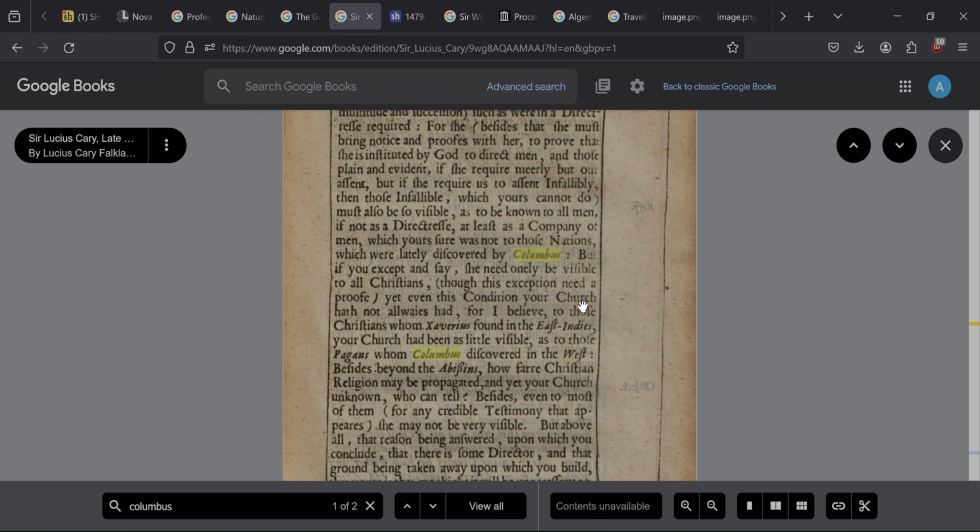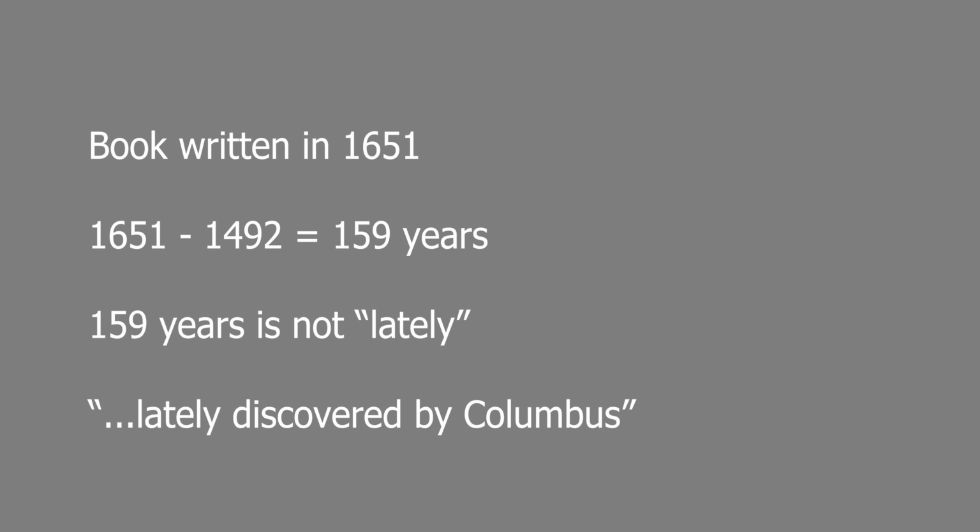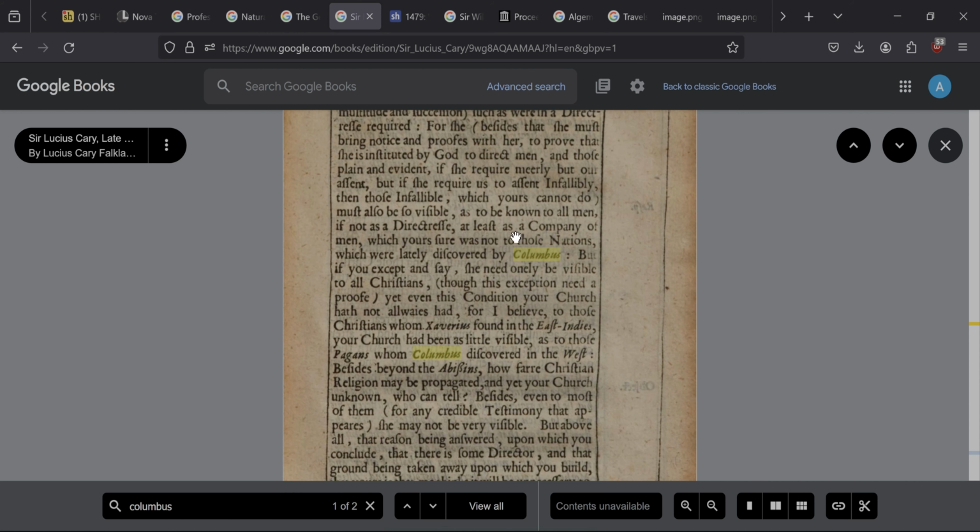But remember, it's from 1651, and it's talking about America, and it says, "Which yours sure was not to those nations which were lately discovered by Columbus." Lately discovered. Now 1492 is not exactly last week, when you're writing in 1651. But that's 159 years. Whereas if this had taken place in 1592, like the rest of these documents are suggesting, that implies only 59 years, which is a lot more likely to be described as lately. Lately discovered by Columbus would imply 1592. This is written in 1651.